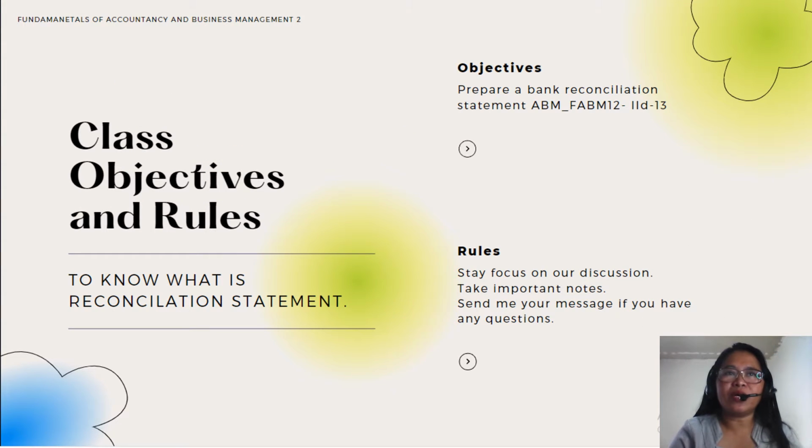Our class objectives and rules are the following. To know what is reconciliation statement. Our objective is to prepare a bank reconciliation statement. And our rules: stay focused on our discussion, take important notes, and send me your message if you have any question. My messenger is open.